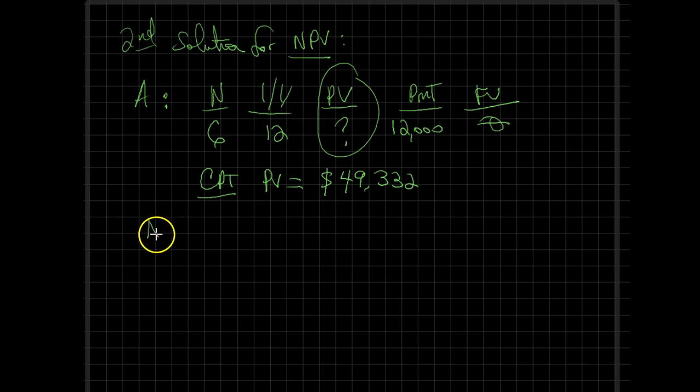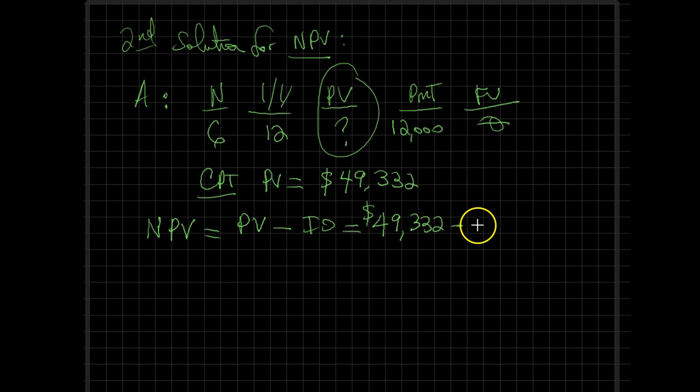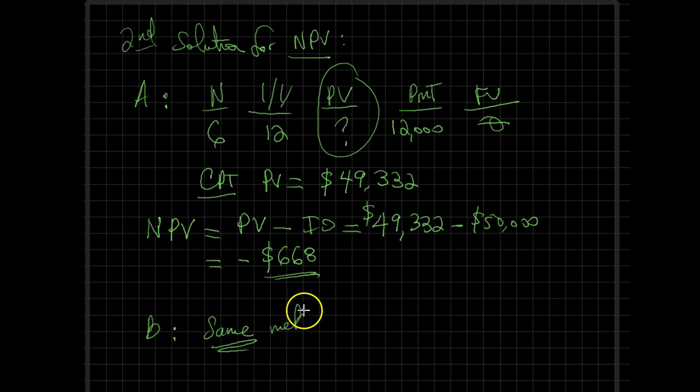Now, in order to get the NPV, what we need to do is subtract the initial outlay from the present value calculation. So the present value was $49,332. We subtract the initial outlay of $50,000, and lo and behold, we get the same result of minus $668. You could have employed a similar method for the second project as well. It is the same method, so you can do it on your own and see if you can get the same result as well. So that concludes our solution.